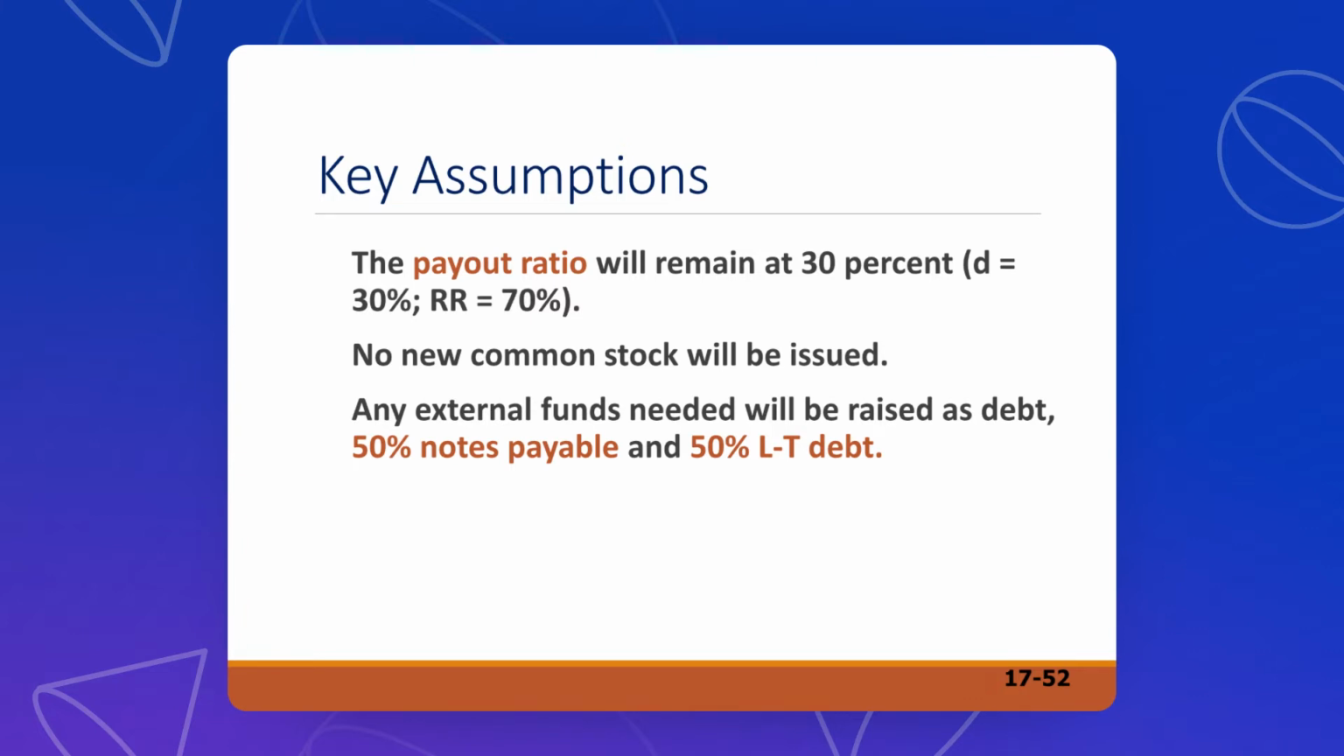Another key assumption: the payout ratio now will remain at 30%. Again, what is the payout? It is your dividend payout. So, ano yung retained? Of course, if 30% is the payout, 70% is retained. No? And it is part of your appropriated retained earnings. Okay? No new common stock will be issued, and any external funds needed will be raised as debt, 50% notes payable and 50% long-term debt.